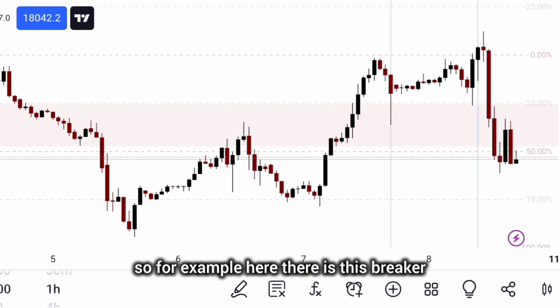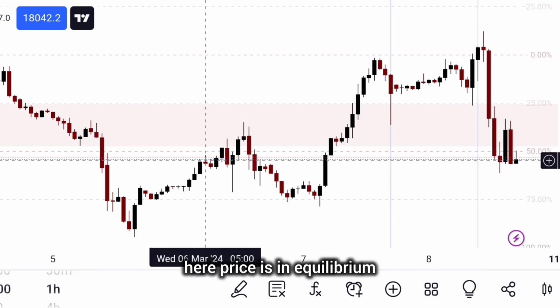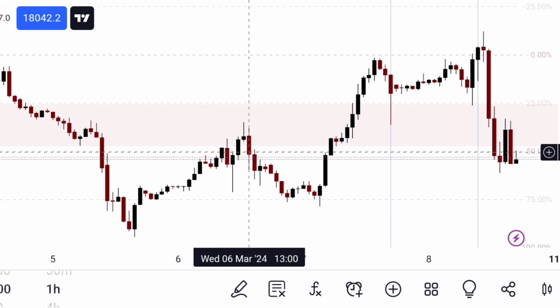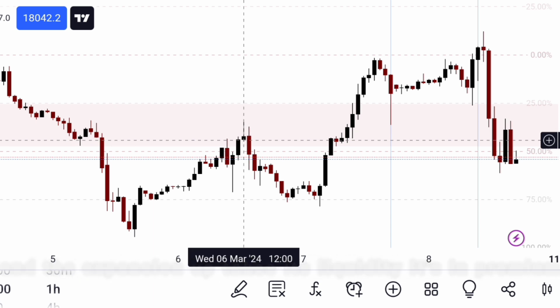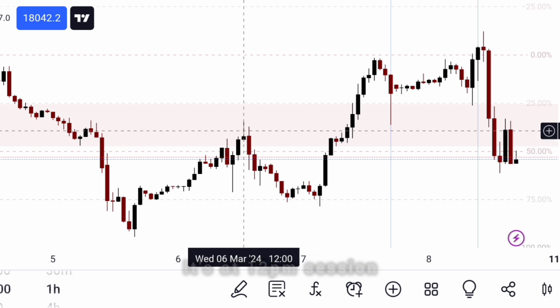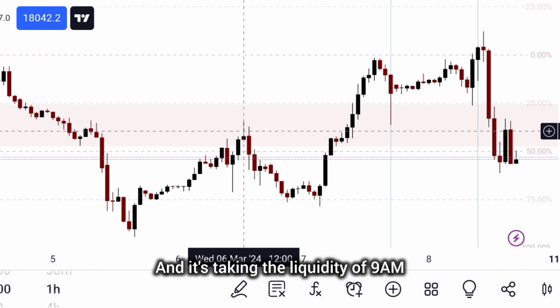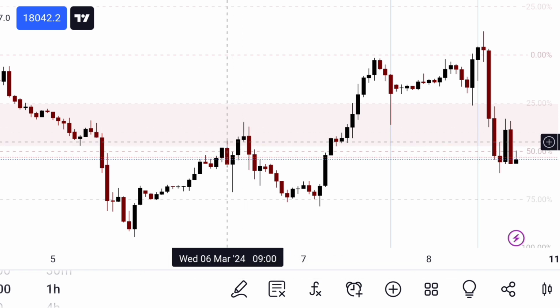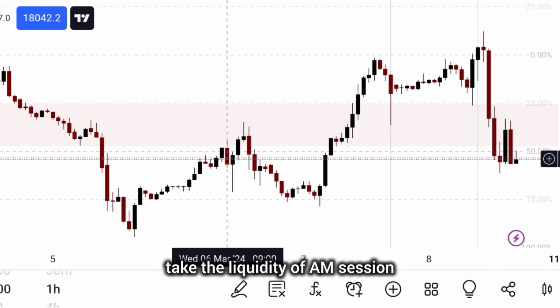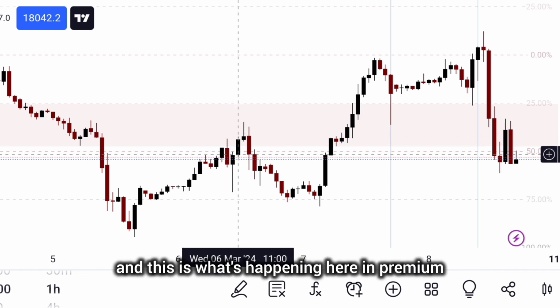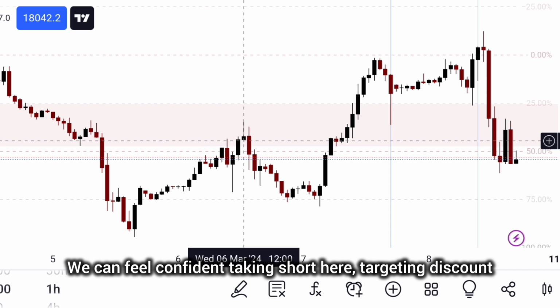So for example, here there is this breaker, price is in equilibrium, and the expansion up takes this liquidity. It's in premium, it's at 12 p.m. session, and it's taking the liquidity of 9 a.m. So just like the mentor said, PM session will take the liquidity of AM session, and this is what's happening here in premium. We can feel confident taking short here, targeting discount.